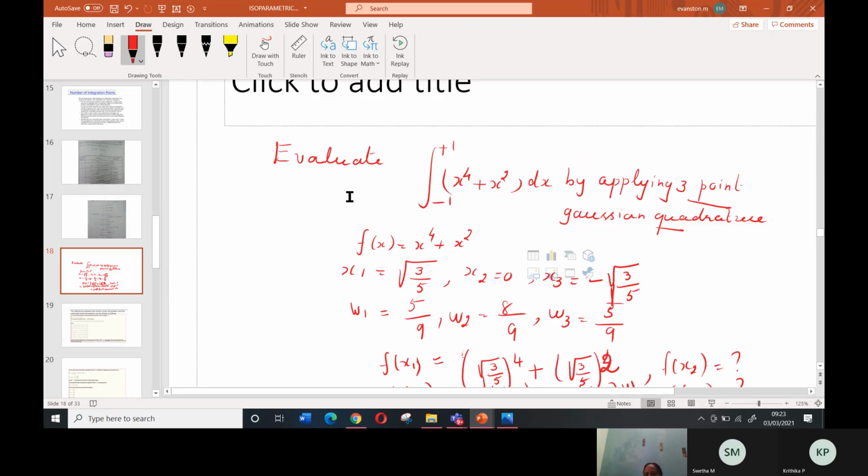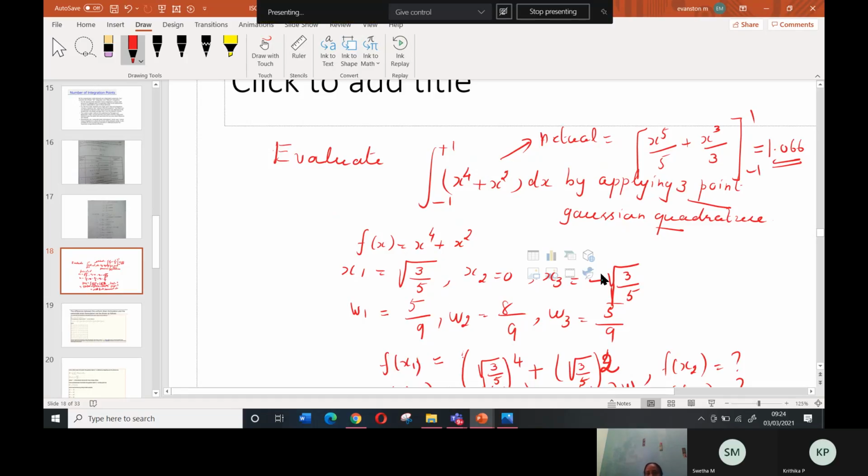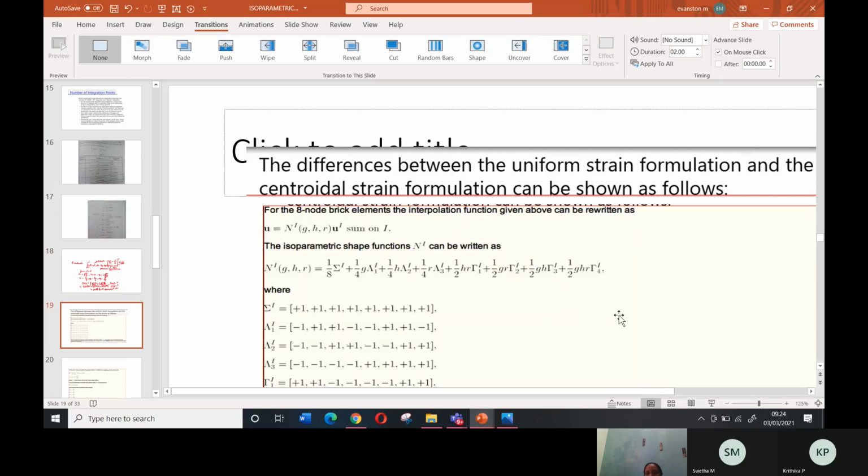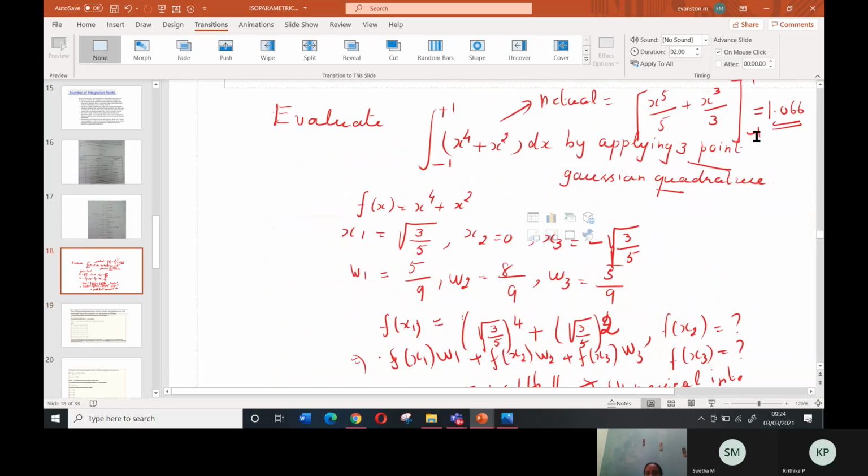You can do it as homework. When you integrate, you get x power 5 by 5 plus x power 3 by 3, with the limits minus 1 to plus 1. When you do this operation, you will get the final answer as 1.66. So what I want to convey is, by the actual integration you get this value, and by numerical integration you get approximately the same answer in this problem.